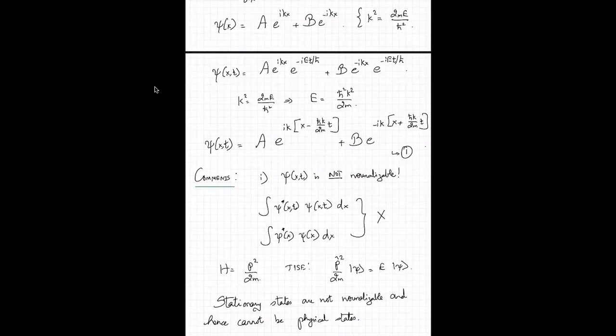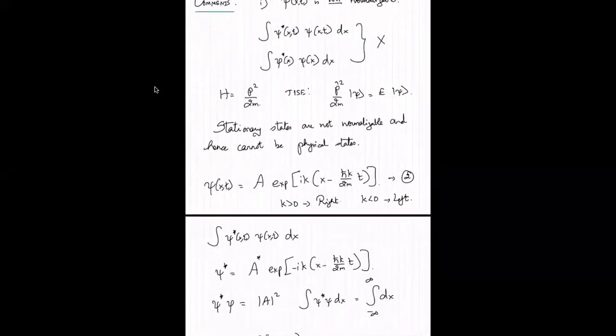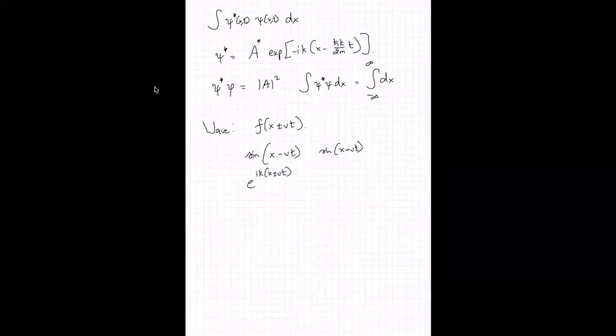But if I assume that k can be both positive and negative, remember that I don't need the b part. So if you just concentrate on the first part, which is e to the ik times x minus h bar k over 2m times t, if k is positive, it is a wave traveling to the right. If k is negative, then it becomes x plus h bar mod k over 2m times t, which is a wave traveling to the left. So I can account for both waves traveling to the right and to the left by making k both positive and negative. That is what I mean. Any other questions? Okay, good.